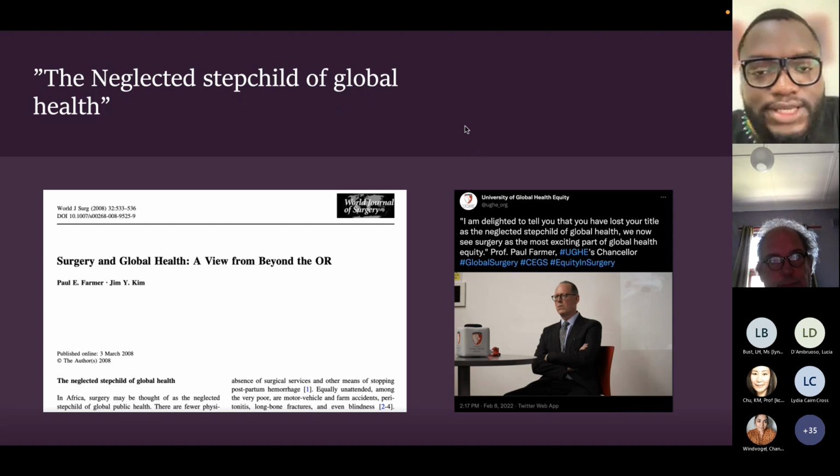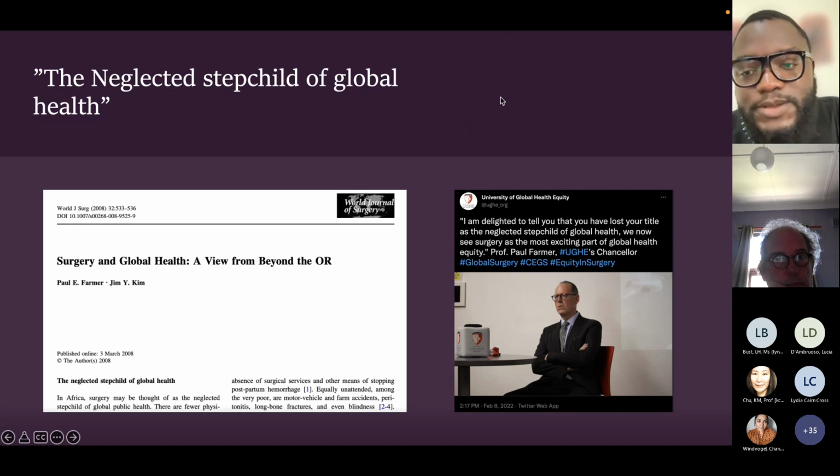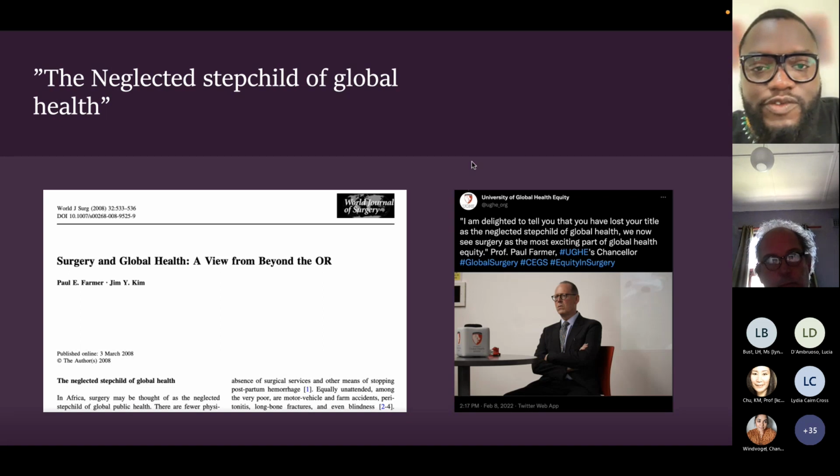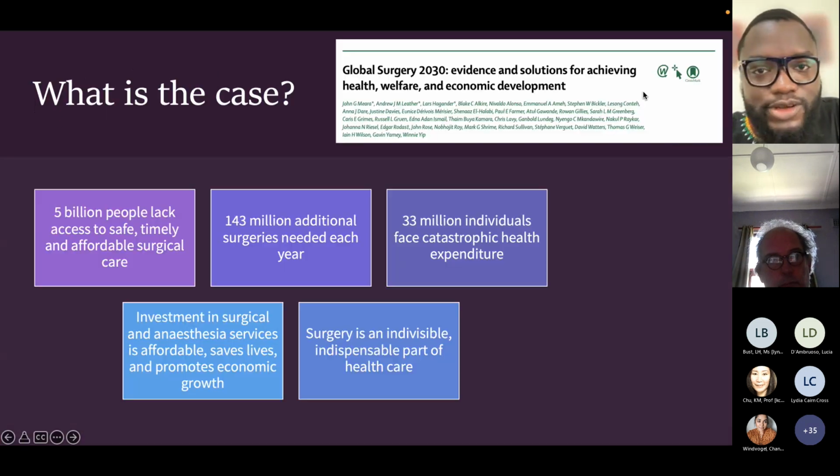But he was a huge advocate for surgery, in spite of being an infectious disease doctor. But the point here is that there seems to be a consensus that the case has been made. And for those of you who are not aware of the global surgery literature, let's look at what that case is. So one of the landmark publications highlighting the case for global surgery was this Lancet Commission on Global Surgery.